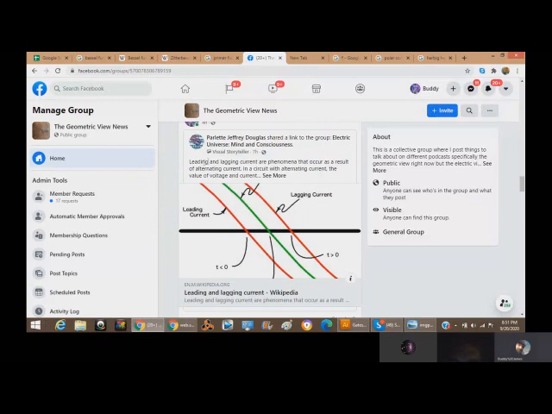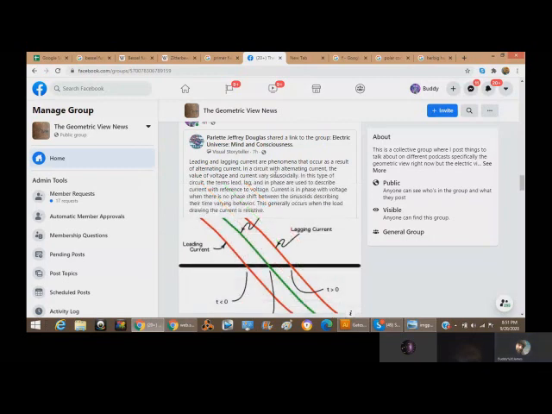So, leading and lagging currents are a phenomenon that occurs as a result of alternating current. In a circuit with alternating current, the value of voltage and current vary sinusoidally. In this type of circuit, the terms lead, lag, and in phase are used to describe current with reference to voltage. Current is in phase with voltage when there is no phase shift between the sinusoids describing their time-varying behavior. This generally occurs when the load drawing the current is resistive.